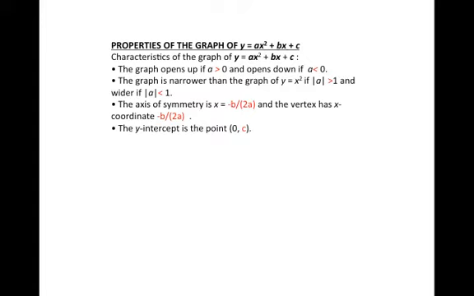Now, you need to know this, that the axis of symmetry is at x equals -b/2a, and the vertex has x-coordinate -b/2a. This is an important thing for you to know. You need to be able to analyze quadratics from here on out. So you are going to need to know that. That's not going to be a formula that's given to you. The y-intercept is the point (0, c). Why is it (0, c)? Well, if you plug in 0 for your x's, you end up with y equals a times 0 plus b times 0 plus c, and so you just end up with y equals c.